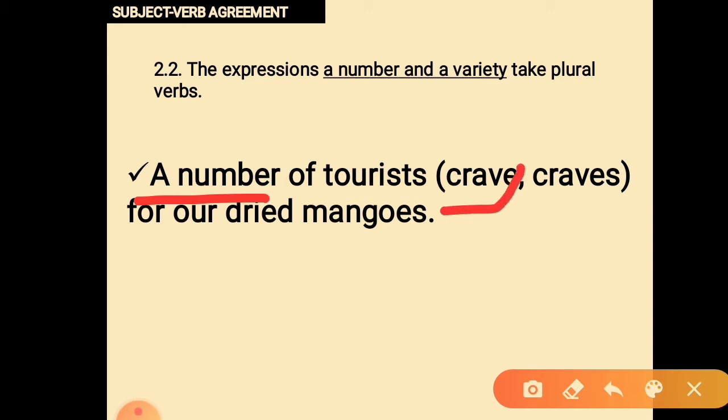Crave, very good. Okay? Kasi plural siya. 'Di ba kapag plural na verb, wala siyang S na gagamitin. Again, the reason why crave ang ating ginamit, ang verb natin, is because of the expression a number. Bakit po? Kasi sabi sa rule, kapag a number daw, plural ang verb na gagamitin.